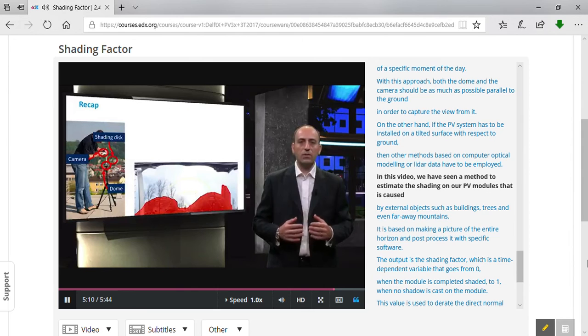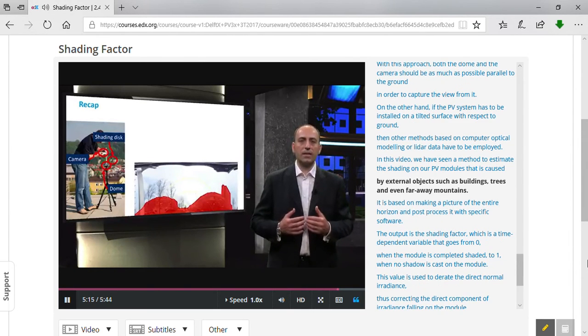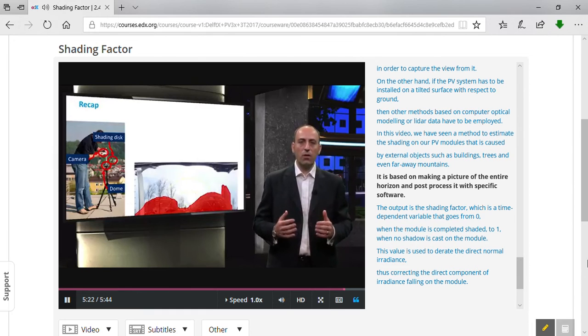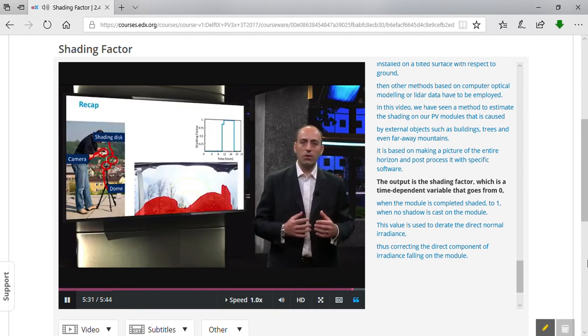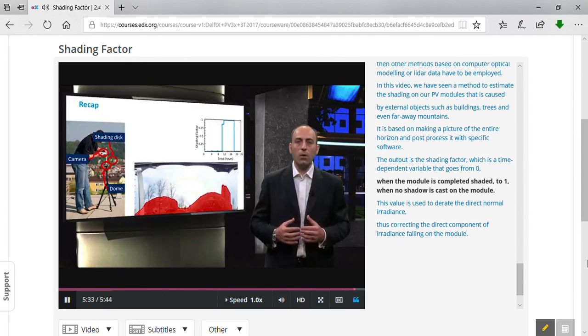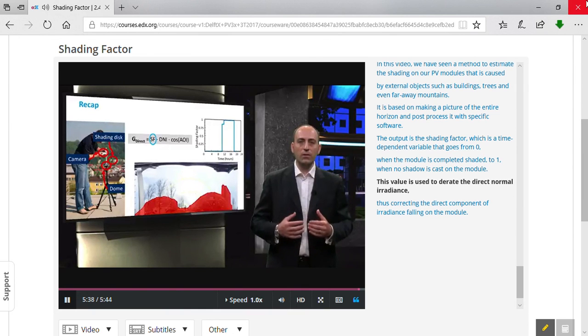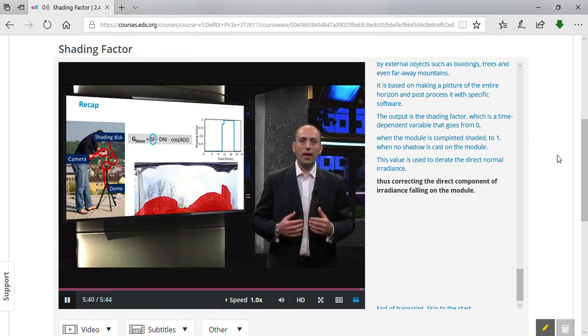In this video, we have seen a method to estimate the shading on our PV modules that is caused by external objects such as buildings, trees, and even faraway mountains. It is based on making a picture of the entire horizon and post-processing it with specific software. The output is the shading factor, which is a time-dependent variable that goes from 0 when the module is completely shaded to 1 when no shadow is cast on the module. This value is used to derate the normal irradiance, thus correcting the direct component of irradiance falling on the module.